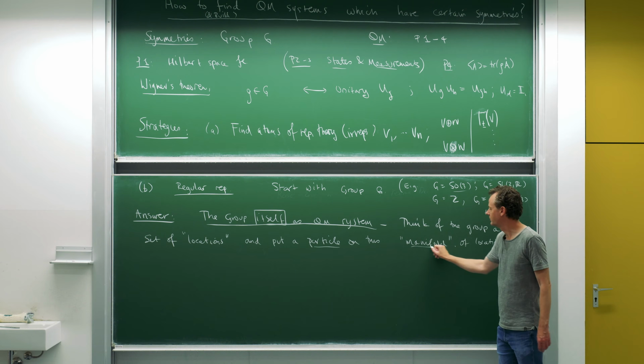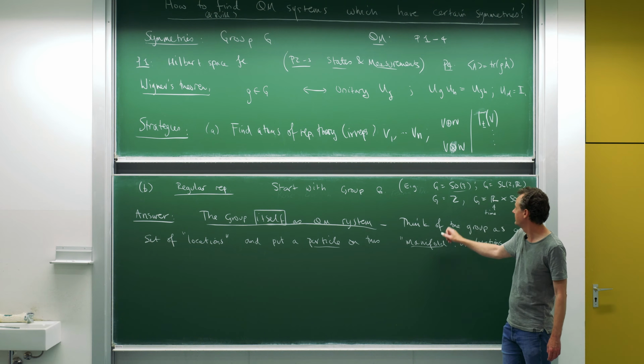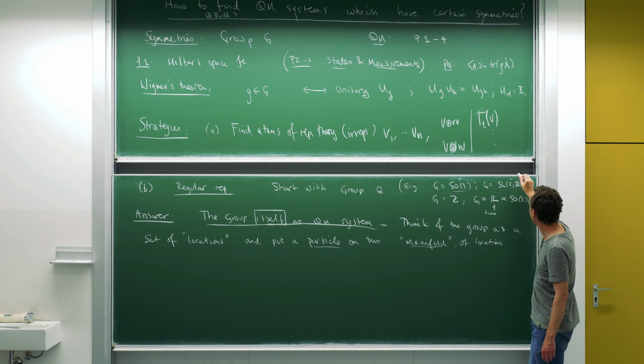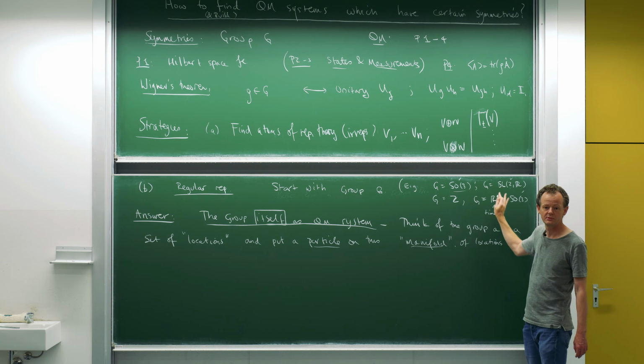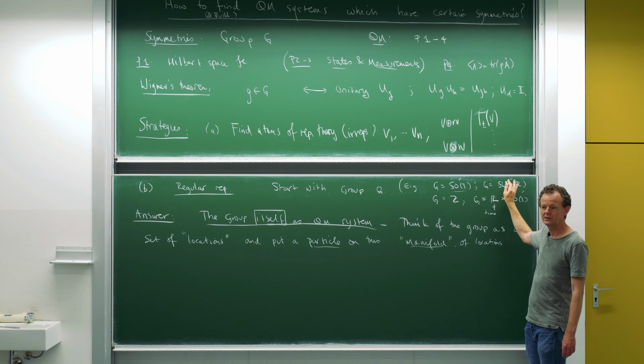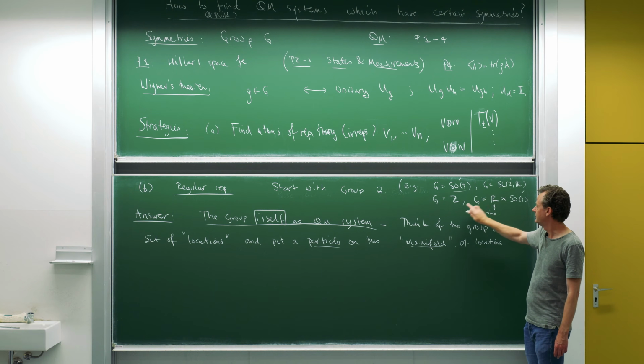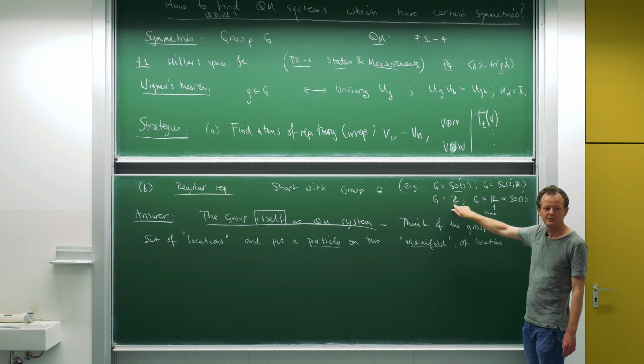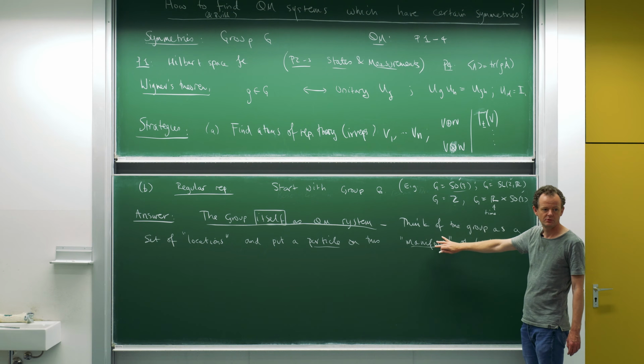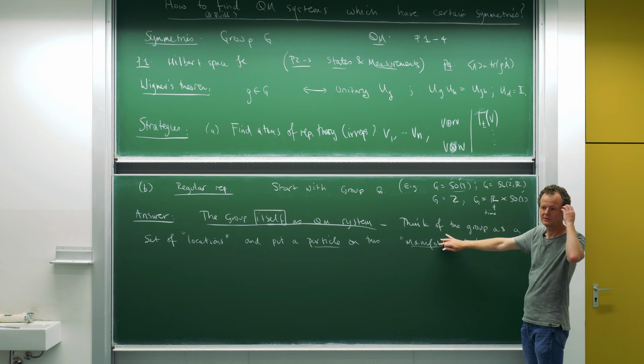So you've got to be a bit careful about the word manifold, right? Manifold makes sense here, here, here, because these three groups are what's known as Lie groups. And so they are both groups and manifolds. But this is not a manifold, it's just a bunch of points. So be careful, the word manifold is not used strictly in the correct mathematical sense here.